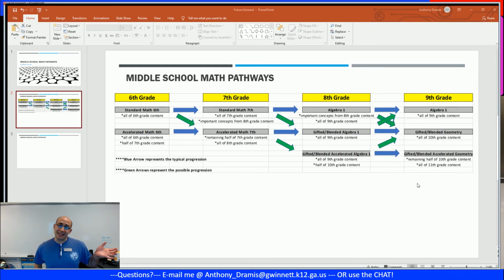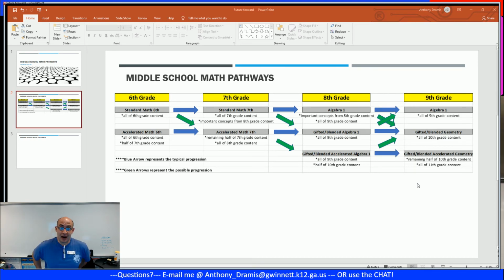If your child was in accelerated 6th grade math, the natural progression would be to go to accelerated 7th grade math. That is the second half, or the remaining half, of the 7th grade material, and it's all of 8th grade material. There are a lot more units in the accelerated curriculum overall than the standard curriculum because they have to account for the next half of a school year. So that would be the natural progression from 6th to 7th grade.